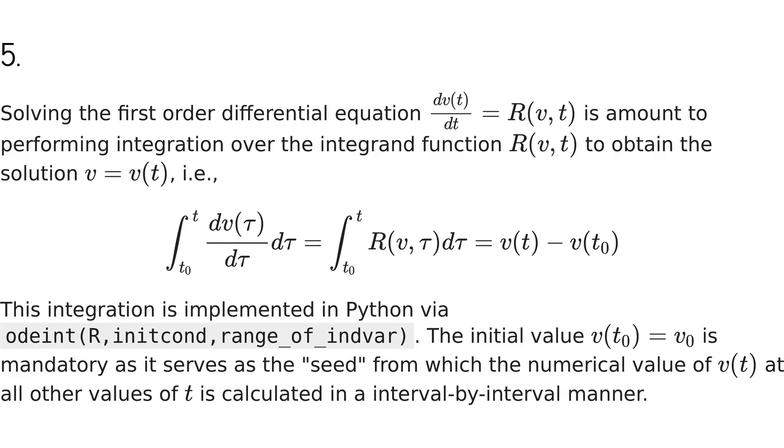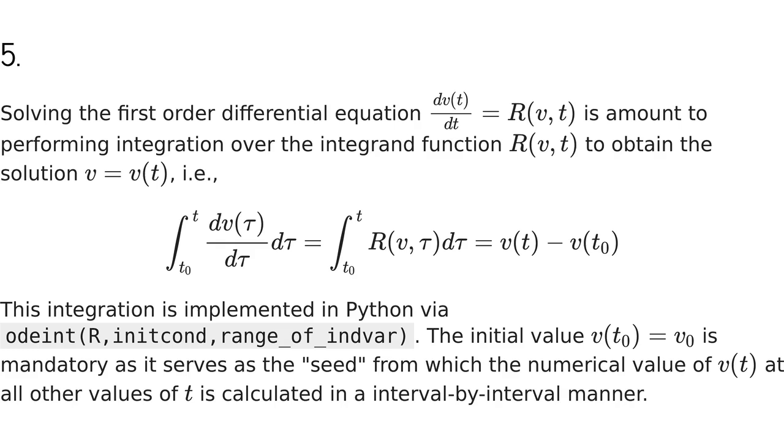Solving a first-order differential equation, such as finding v of t from the equation dv dt equals r of v and t, is fundamentally an integration problem. If you integrate both sides of the equation with respect to the independent variable, say from an initial time t0 to some later time t, you find that the change in the dependent variable, v of t minus v of t0, is equal to the integral of the right-hand side function r with respect to time from t0 to t.